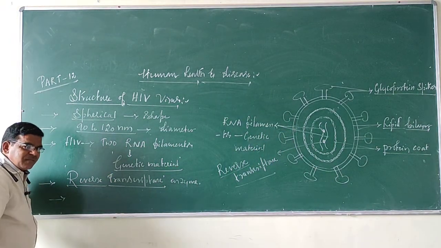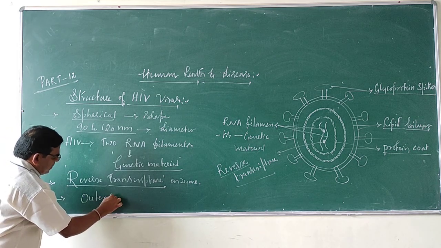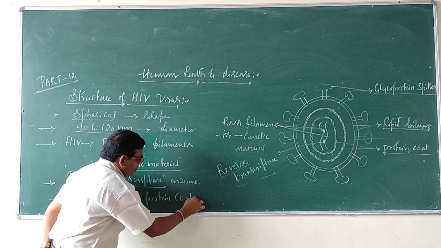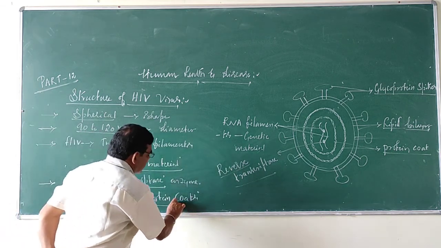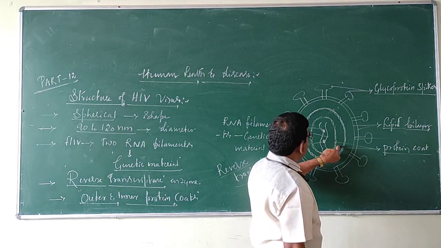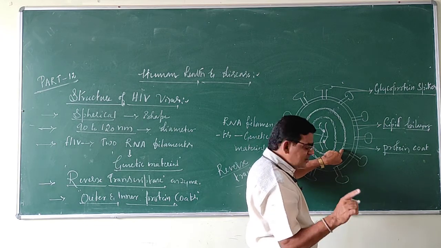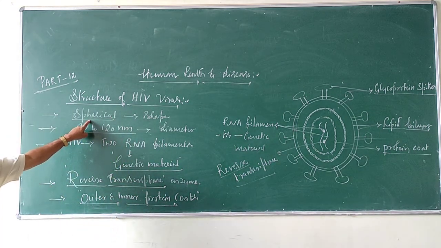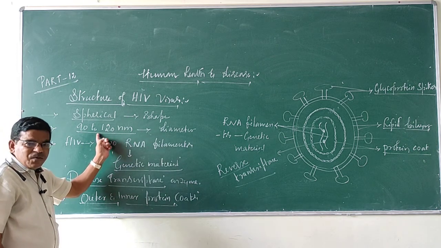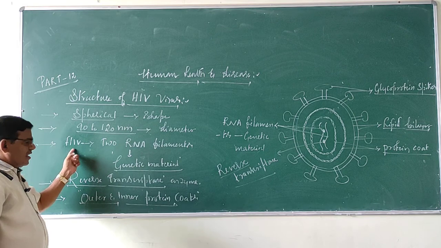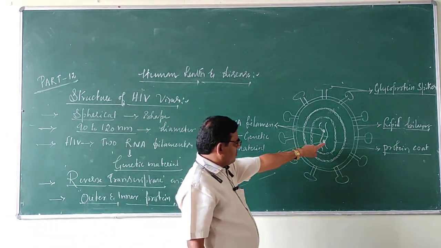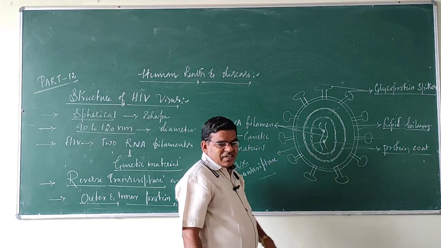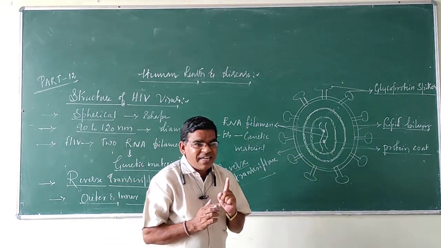The HIV virus is covered by outer and inner protein coats. Clear? So HIV is spherical in shape and measures about 90 to 120 nanometers in diameter. Then the HIV virus has two RNA filaments in the center, the core. These two RNA filaments act as genetic material.